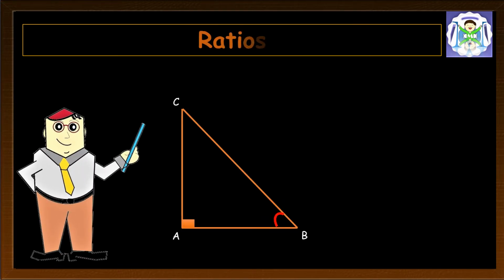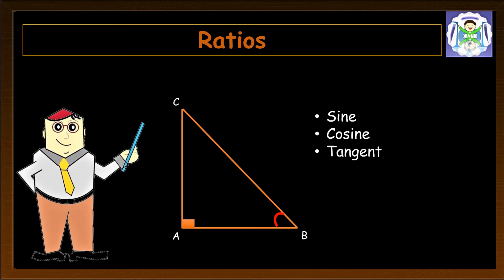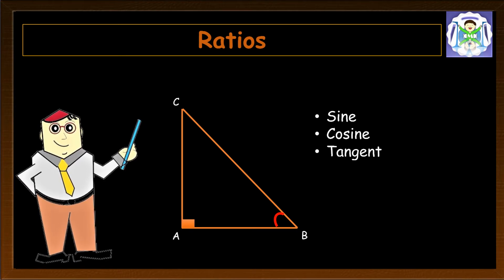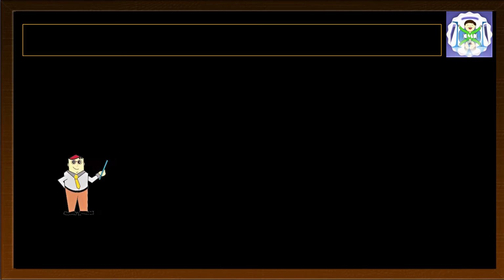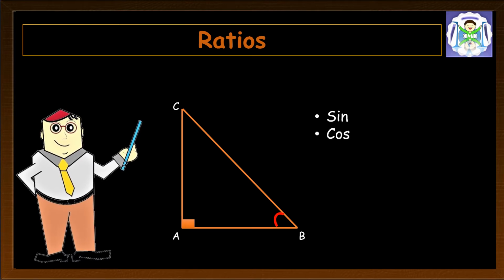So now we will talk about the ratios. The ratios are sine, cosine, tangent. These are the principal ratios between the different pairs of sides of the right angle triangle. We can also write sine, cosine and tangent as sin, cos and tan.